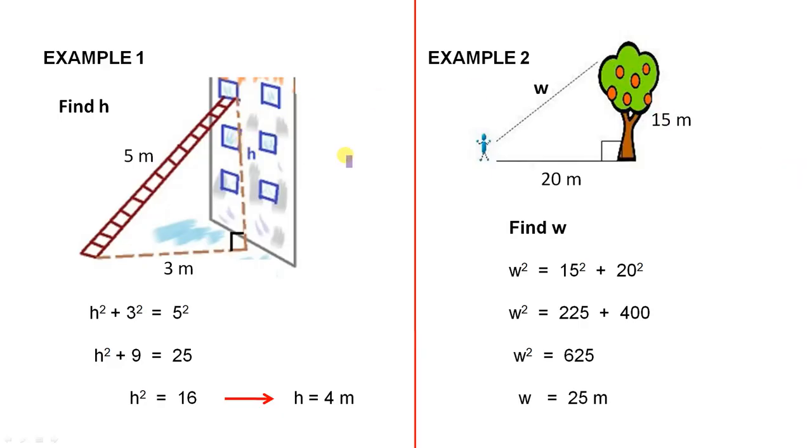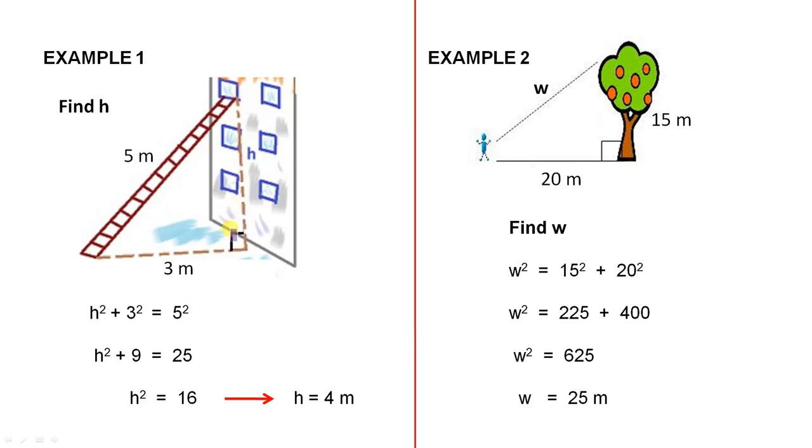So we're looking at Pythagoras in real life. Now here's a very typical example. We have a ladder which is against the wall. The information we're given is that the distance from the wall to the base of the ladder is 3 meters and the ladder is 5 meters long. We're asked to find h, which is the distance from the ground to the top of the ladder.